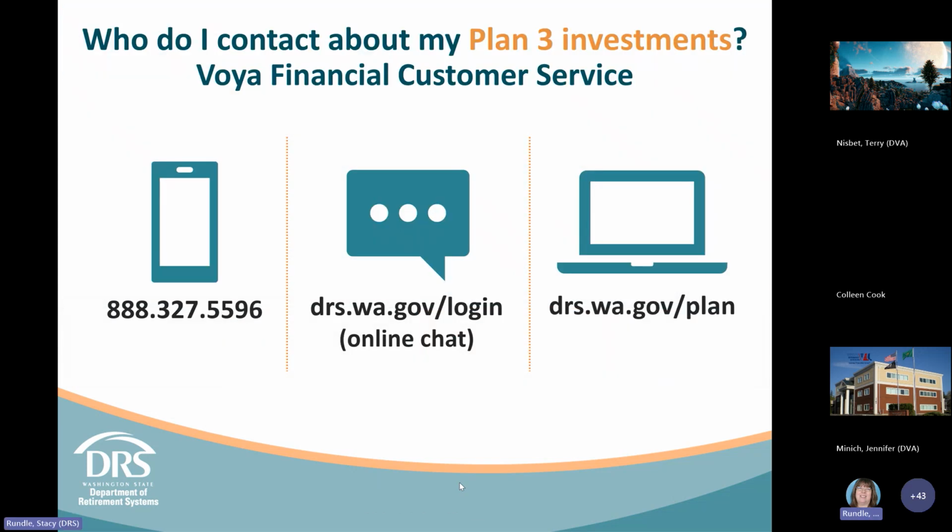If you need assistance in making changes to your Plan 3 investments, requesting a withdrawal, or purchasing the TAP annuity, contact the record keeper Voya Financial. Voya's customer service is available Monday through Friday, 7 a.m. to 6 p.m., and just press 0 to bypass their automated system.